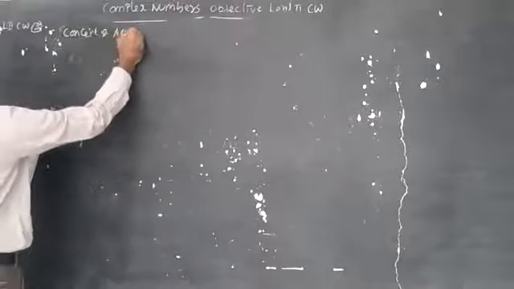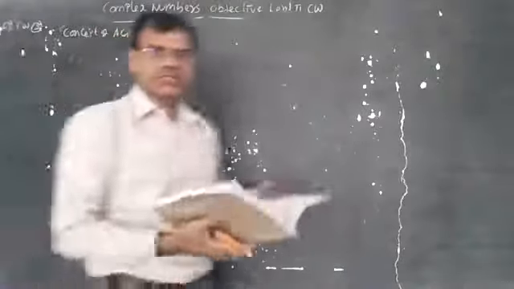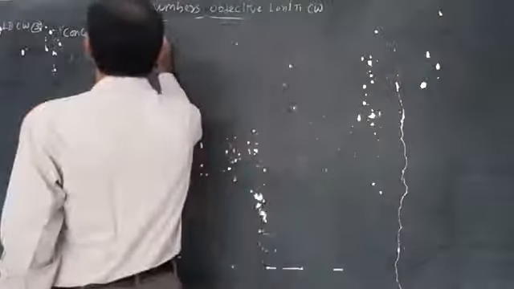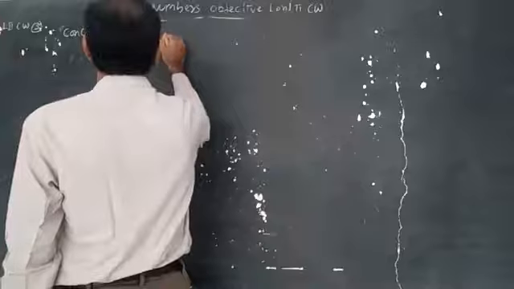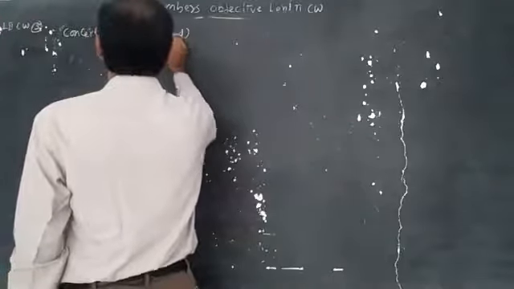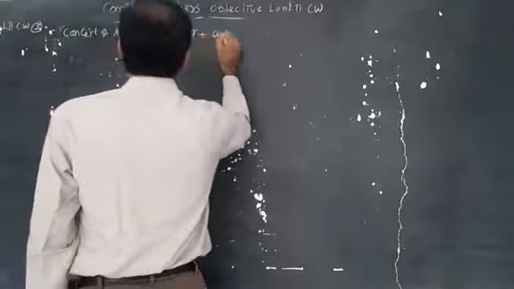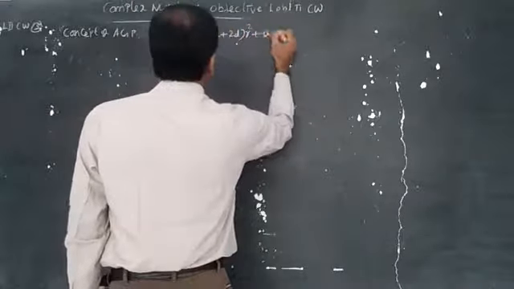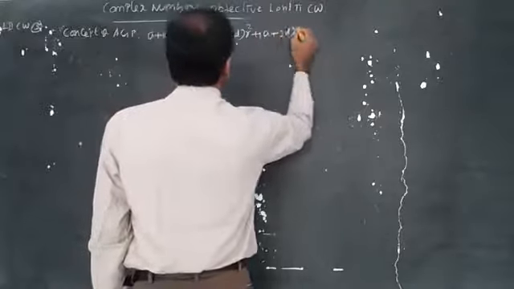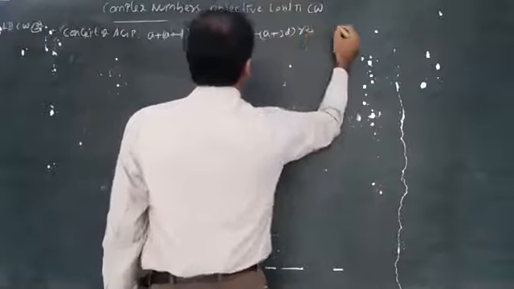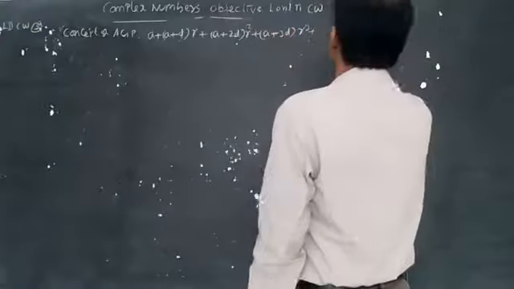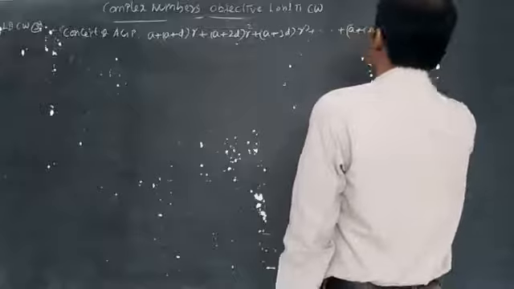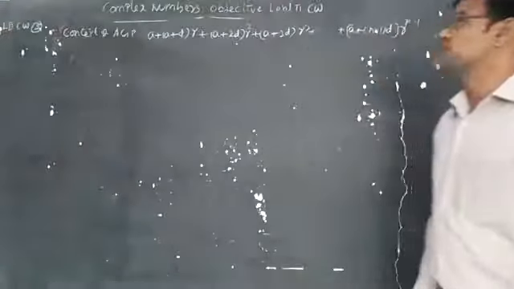Concept of AGP. What is AGP? Arithmetic geometric progression. The AGP terms will be like this: a plus d into r, plus a plus 2d into r square, plus a plus 3d into r cube, plus so on, a plus n minus 1 into d into r power n minus 1. So this is the concept.